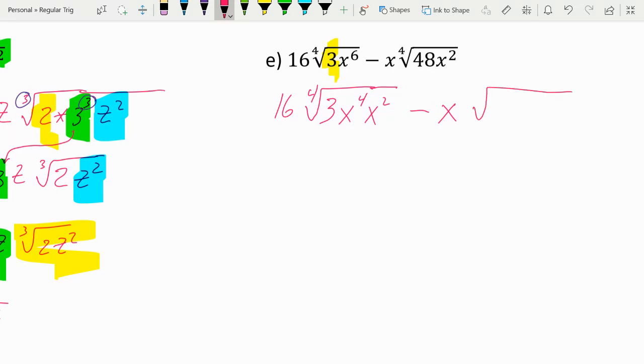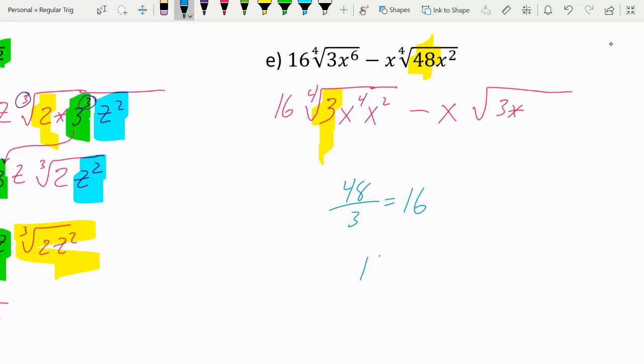Now I'm looking at 48 here. Remember I said I was going to cheat, and I was going to use this 3 when I found that 48. So 3 times something. Again, grab your calculator. 48 divided by 3 gives me 16.